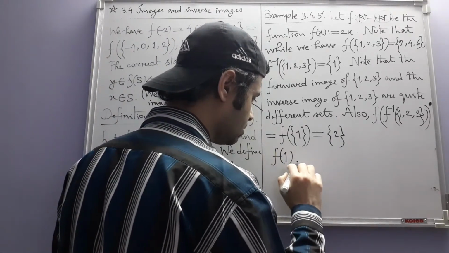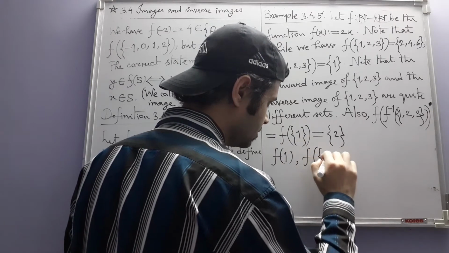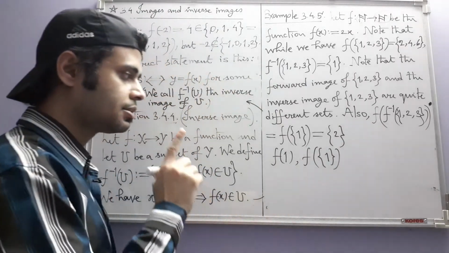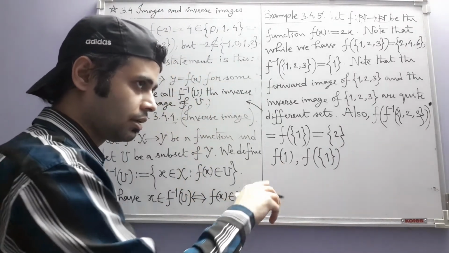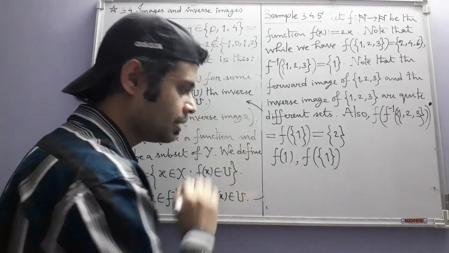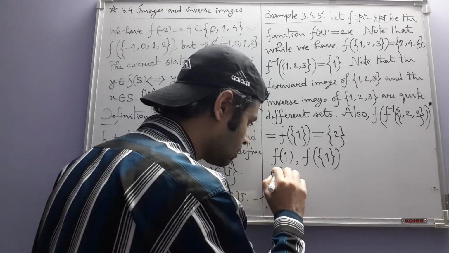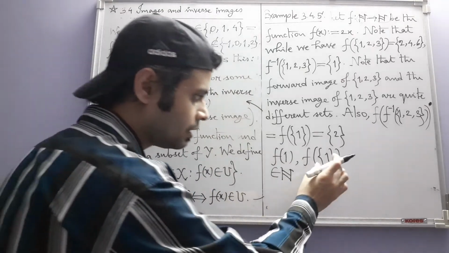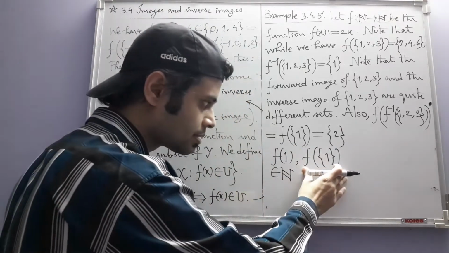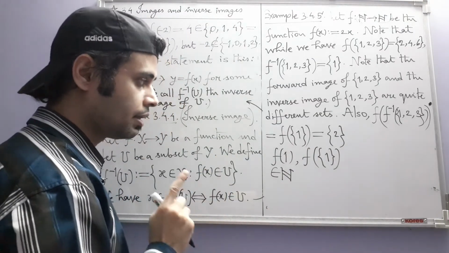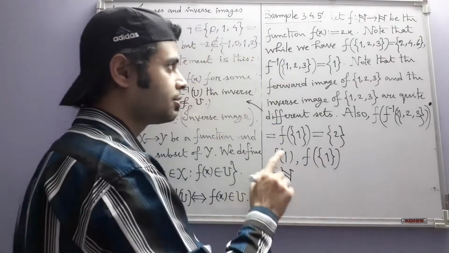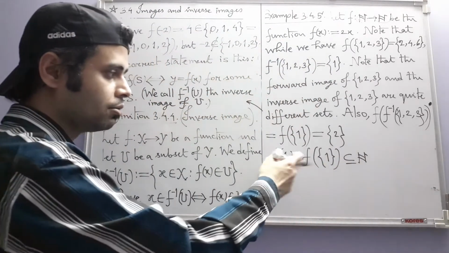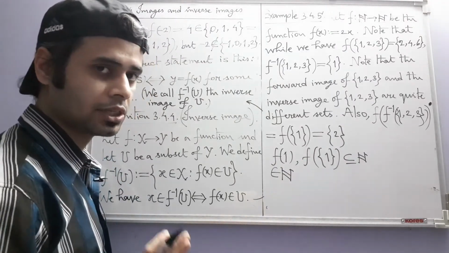F of 1 and f of {1} are two entirely different things. F of 1 is the value of the function, the output of the function when 1 is the input, and this is an element of y, the range. However, this is a singleton set, and this is the forward image of this singleton set, and by definition this is not an element of n, this is a subset of n. Although they may look like the same thing, they are not the same thing, strictly speaking.